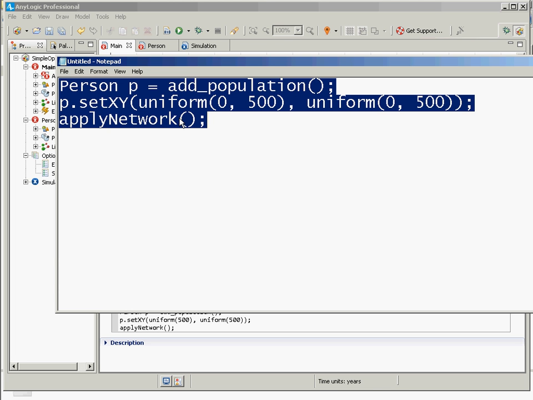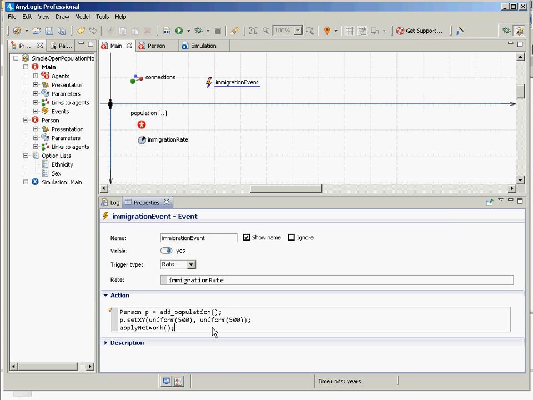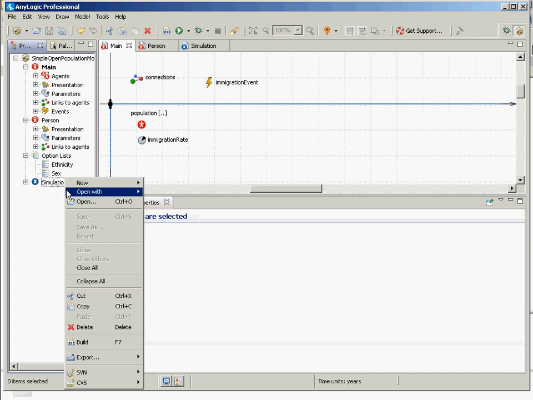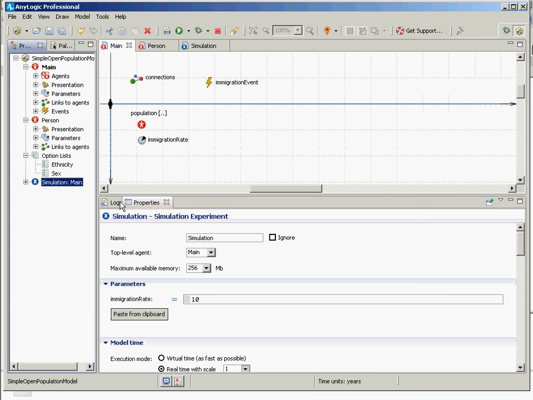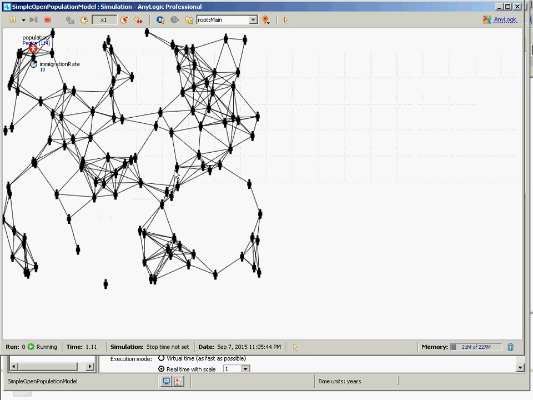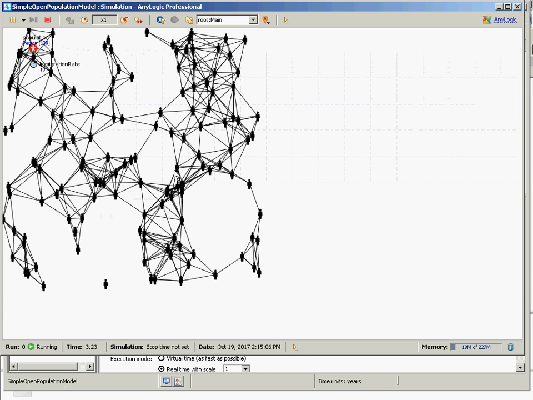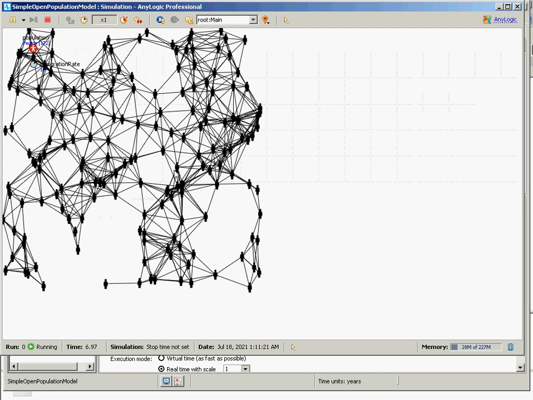Okay, so shall we run it? First build it, TAs. Set to deploy. And then we run it. Okay, there we go. Here we go. They're being added to the network. All right? So here's our immigration coming in.